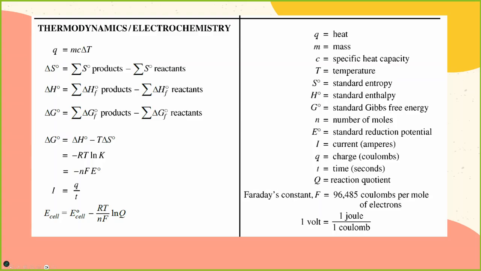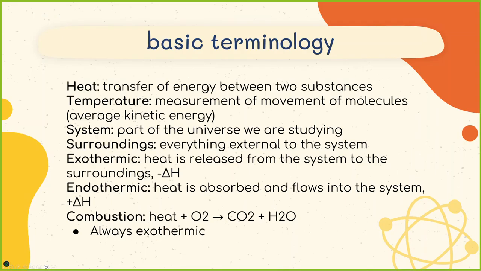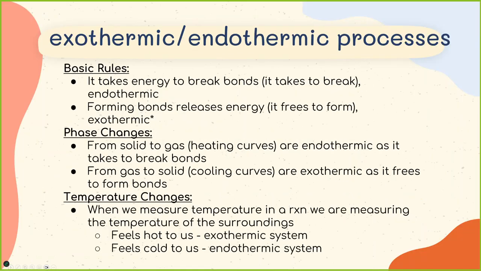All right, so this is where it is on the formula sheet, as you can see. All the thermo-electro stuff right here. I put in basic terminology for heat, temperature, surrounding systems, endo, exo, that kind of stuff. Always exothermic for combustion, basic rules. Axing is taxing, breaking bonds is always endo, forming is warming, exo. But when you have both of them together in a reaction, you have to go for the net overall there.